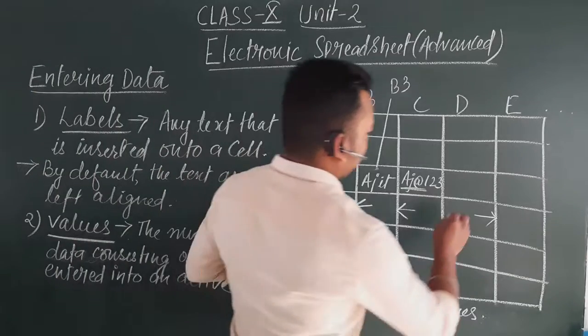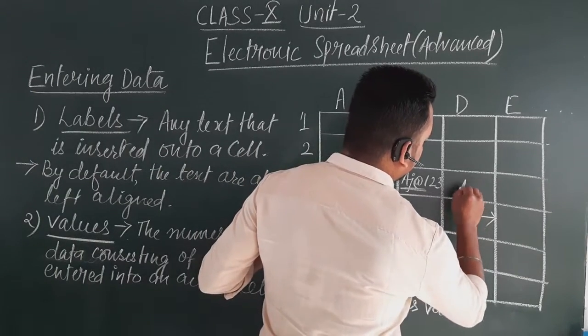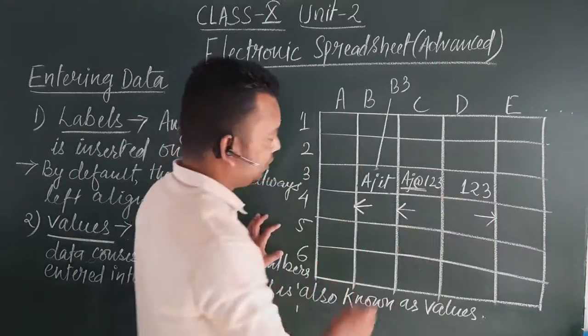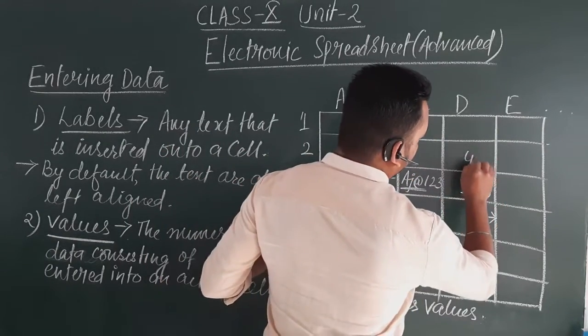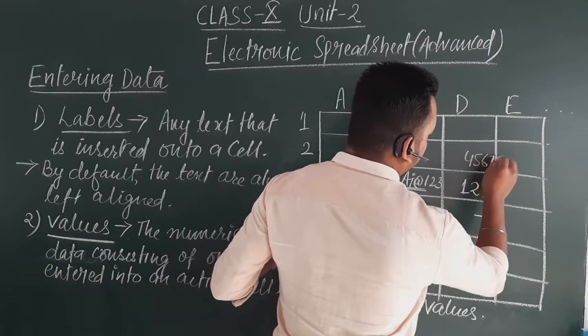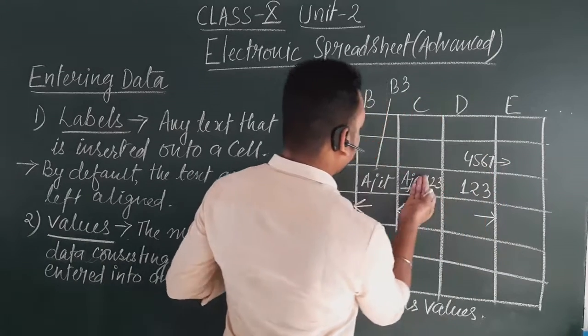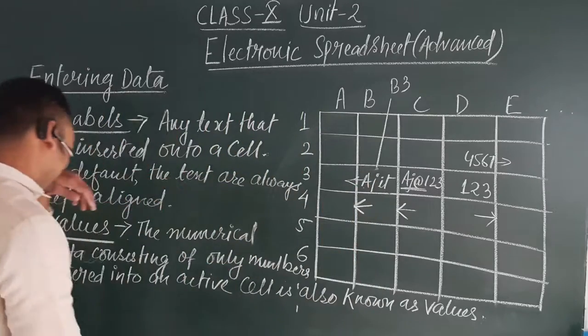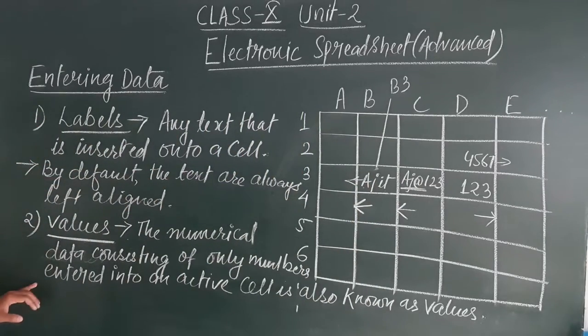So suppose I have inserted a number, then by default it will always align towards the right, say 4, 5, 6, 7. Like this, it will be aligned towards the right, while our textual content will be aligned towards the left. So these are the concepts of labels and values. Then one more term is there when we consider entering data into our spreadsheet application, that is formula.